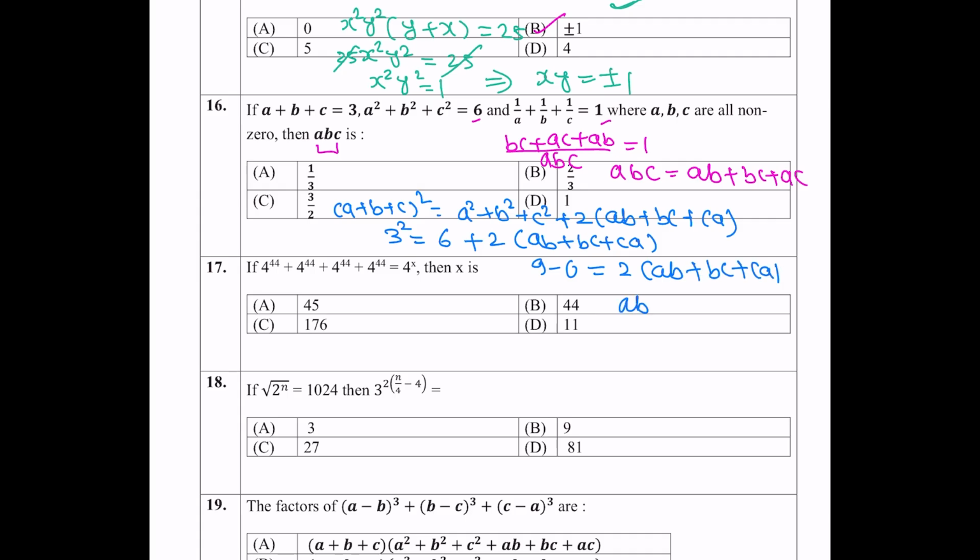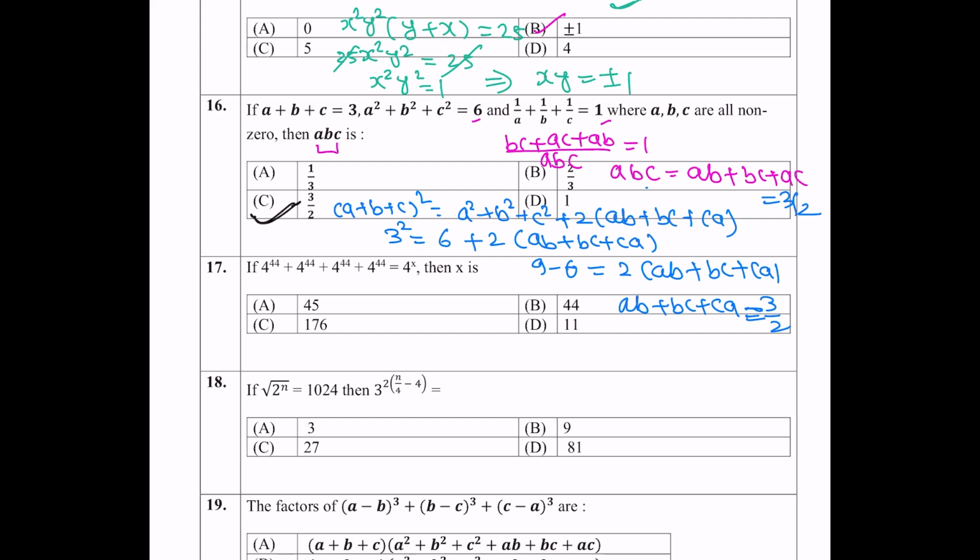So here we are getting AB plus BC plus CA is equal to 9 minus 6 is 3 by 2. So can I write here ABC is also equal to 3 by 2? So here we are getting the option C is the correct one because this is equal to 3 by 2.